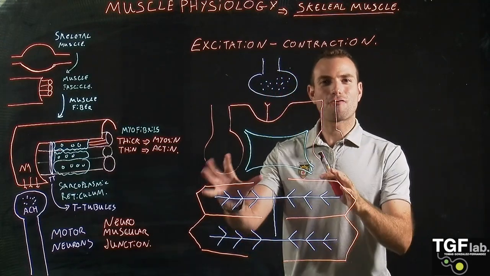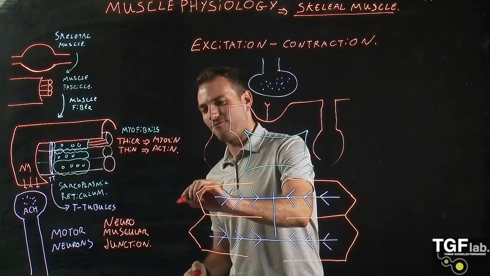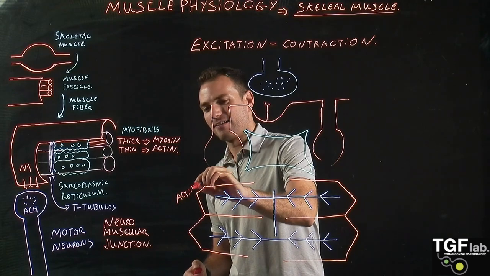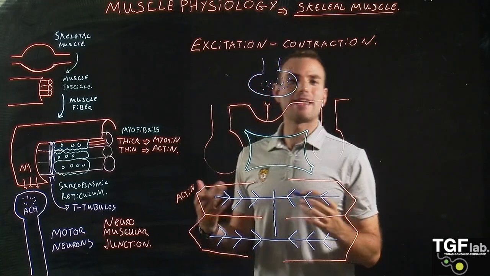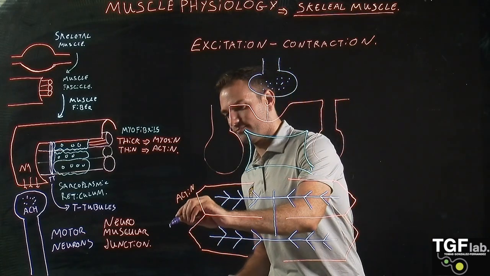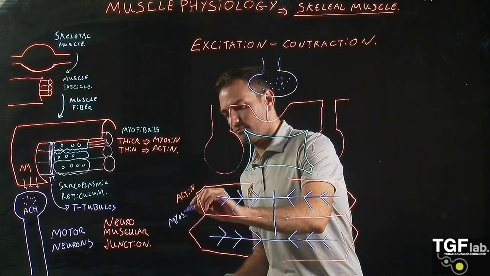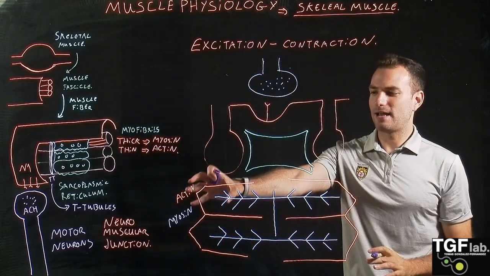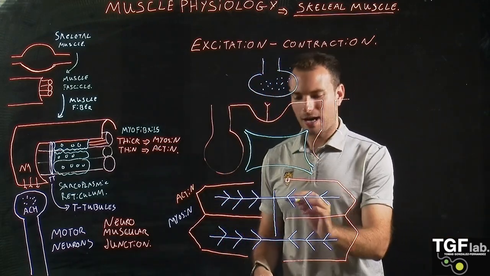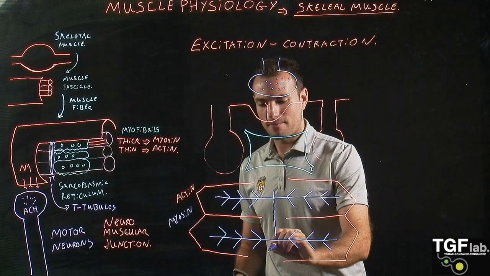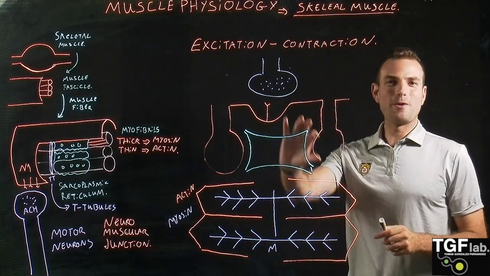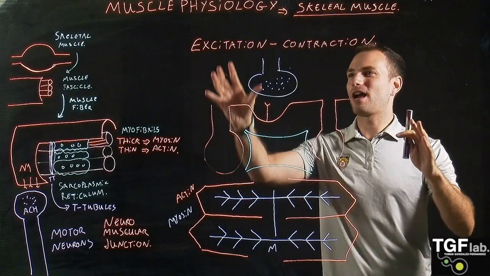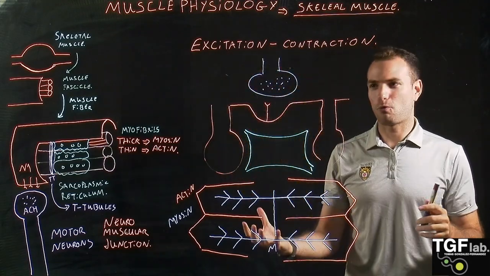Okay, so here in red we have the thin filaments or actin, and then in purple we have the thick filaments or myosin. And these two filaments form the sarcomere, and here we have also the M band, okay, which is the center of the sarcomere. Okay, so let's look a bit at what happens here and how the excitation contraction coupling works.